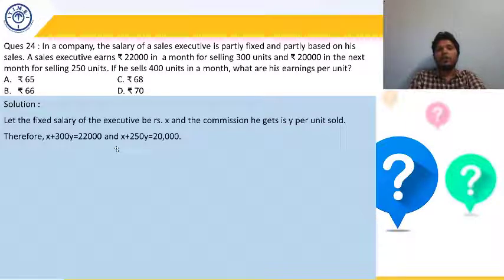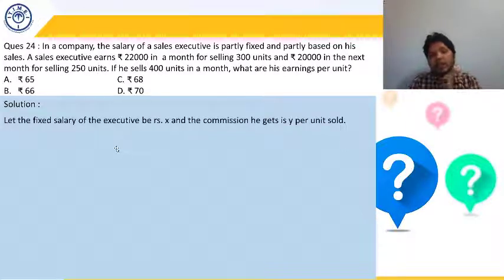So what money is he getting for selling 300 units? X rupees, which he will receive whether he is selling or not, because that is the fixed part of his salary. So he will be getting X plus 300Y. Why 300Y? Because if he sells 1 unit, he will be getting Y rupees as an incentive. So for selling 300 units, he would be getting 300Y as an incentive. So X plus 300Y is going to be his salary, which is equal to 22,000.